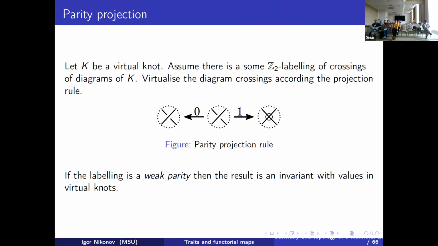So if the labeling satisfies the condition of parity or some weaker condition of weak parity, the result of applying this parity projection rule to each crossing will be a virtual knot which doesn't depend on the initial diagram. It will be another example of a picture-valued invariant. So we have such examples, and let us try to formulate a general description of these picture-valued invariants.